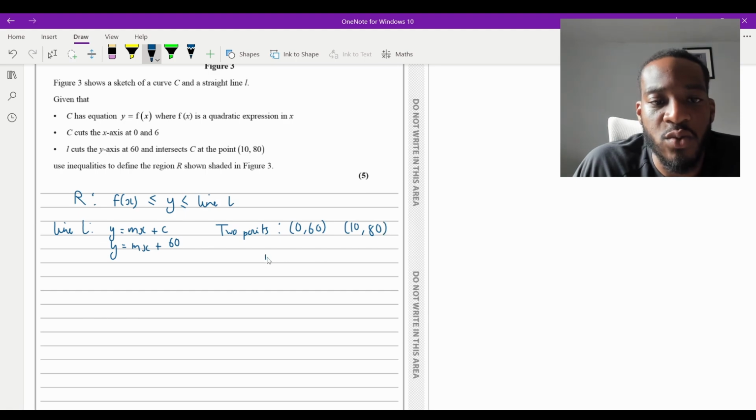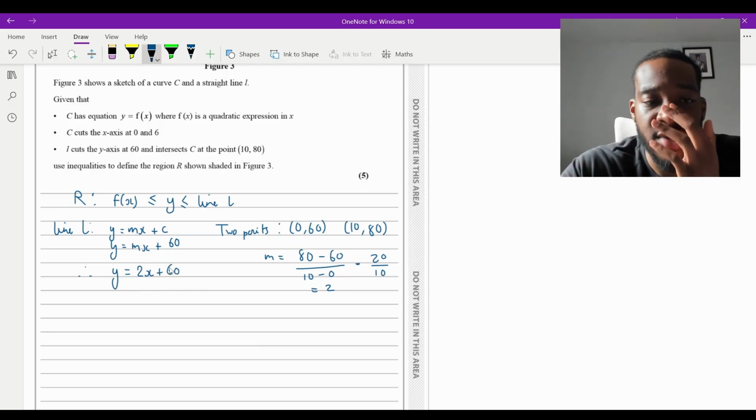So what I'm going to do is just do y2 minus y1. So it's going to be 80 take away 60 divided by 10 take away 0, which is 20 over 10, which is 2. So therefore, the gradient of the line L was 2. So that means that the equation of the line L was just y is equal to 2x plus 60. So that's the line L done.